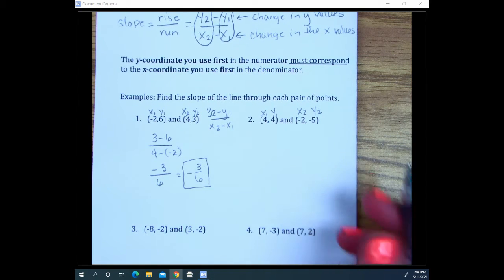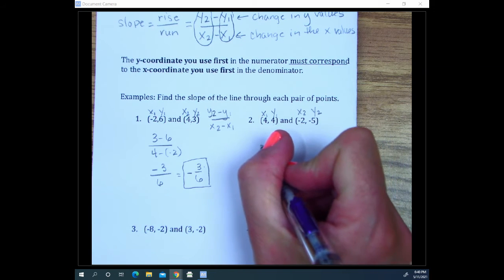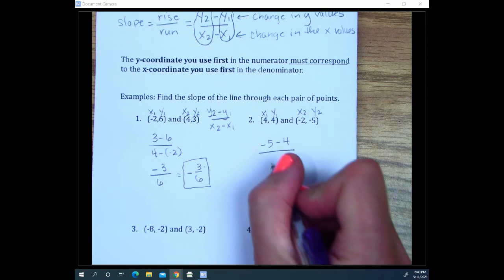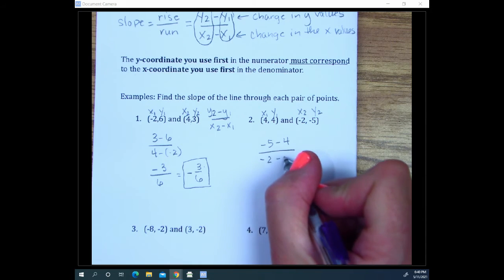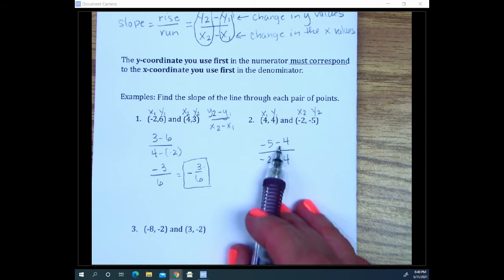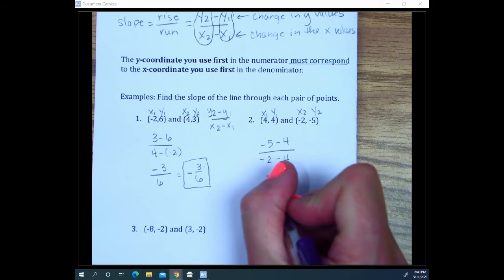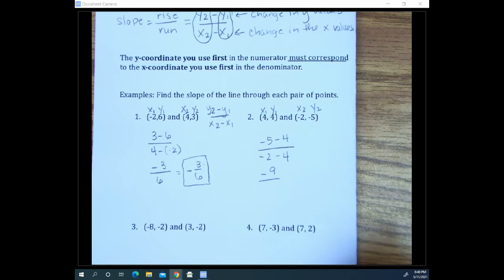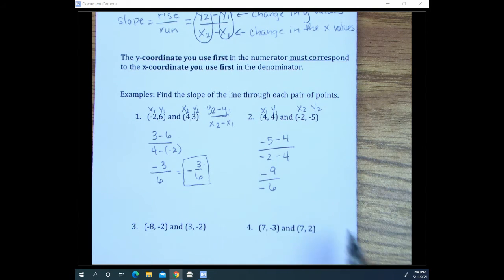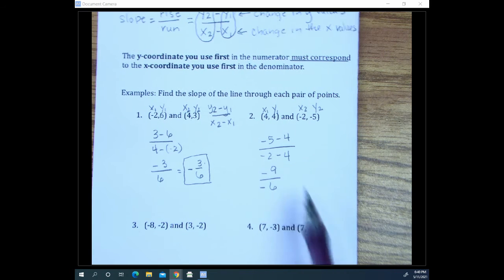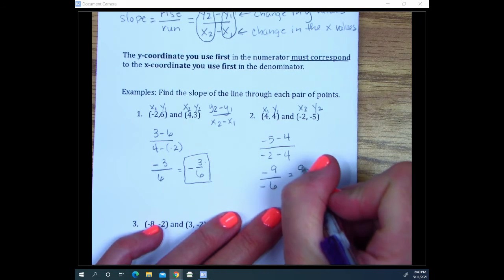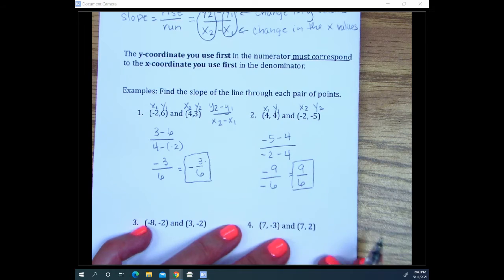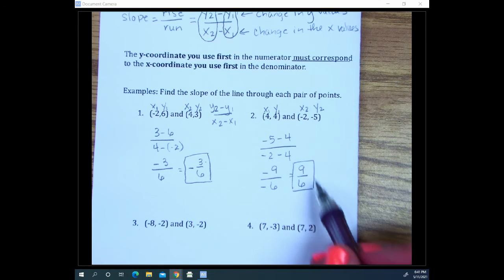Now we can just plug it into the formula. We got y2, which is -5, minus y1, which is 4, over x2, which is -2, minus x1, which is 4. I know that -5 minus 4 is the same as -5 plus -4, which is -9. And I know that -2 minus 4 is the same as -2 plus -4, which is -6. We know that a negative divided by a negative is a positive, so this is going to be a positive slope, and it's going to be 9/6. And I am not going to turn that into a mixed number because we need our rise and our run.